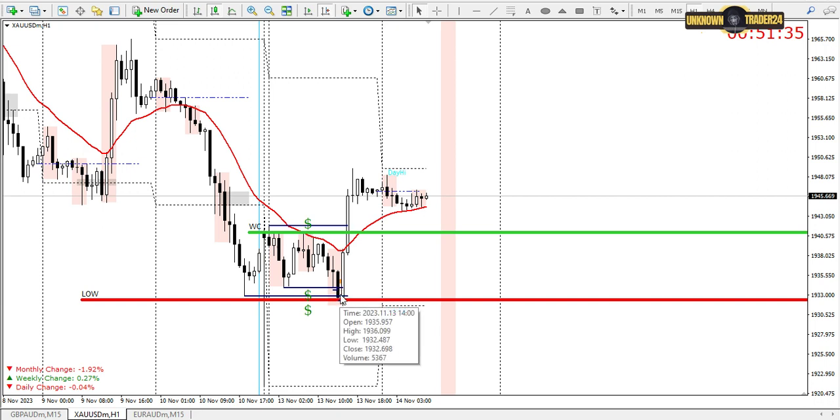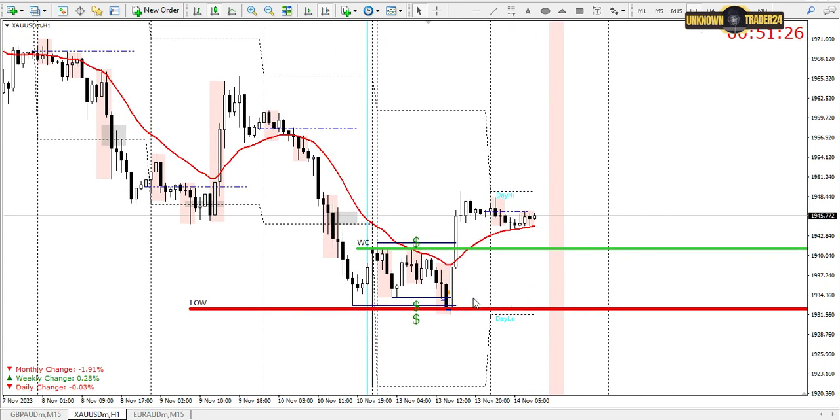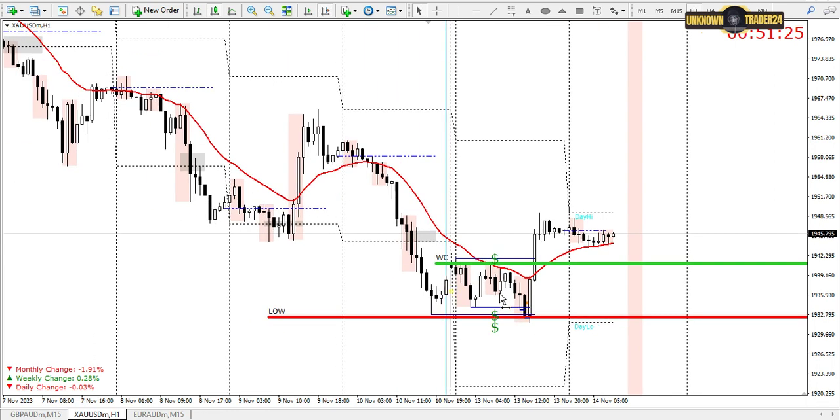How do they behave at this level, and at what time? If you understand the time where they throw the stop hunt, then everything will make sense. You see, gold gave the best entry yesterday.